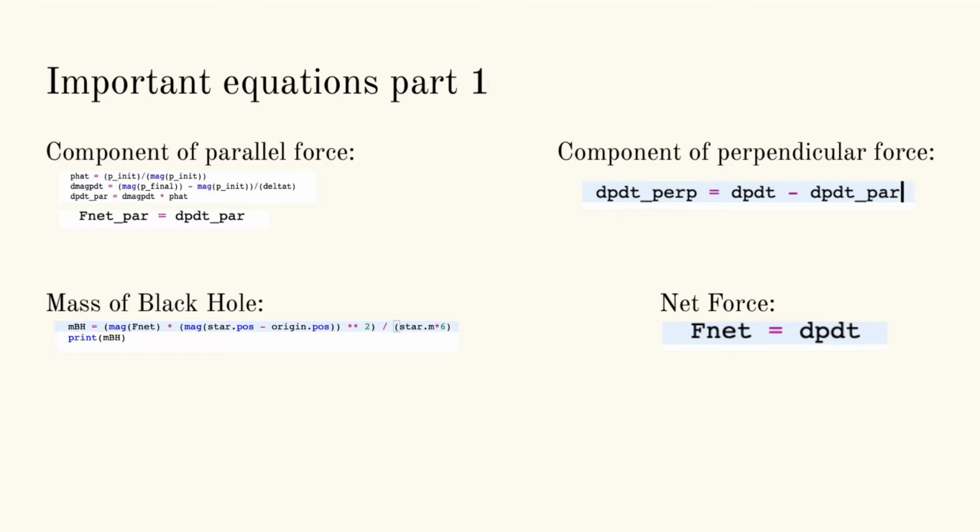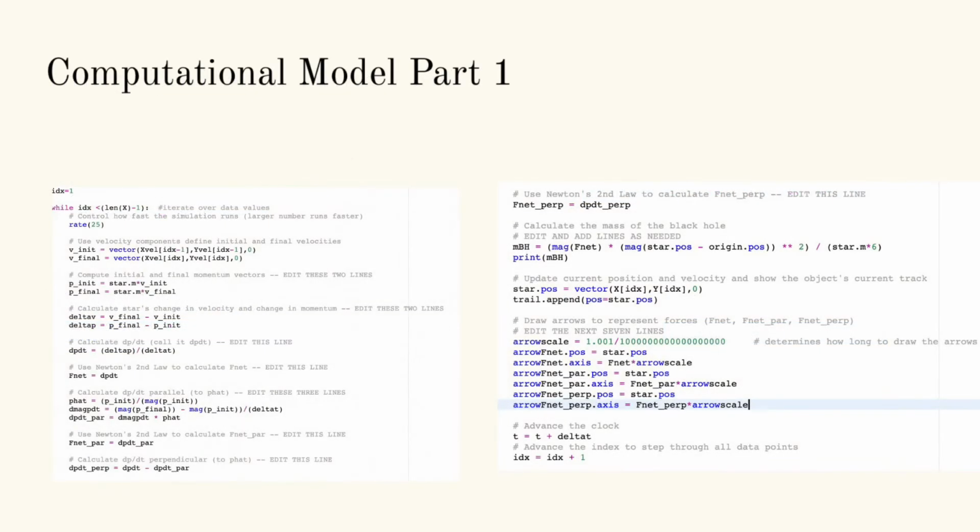On this slide, we can see the iteration loop for Part 1 of the lab used to update the net force and position of the star. The mass of the black hole is remeasured after each iteration.